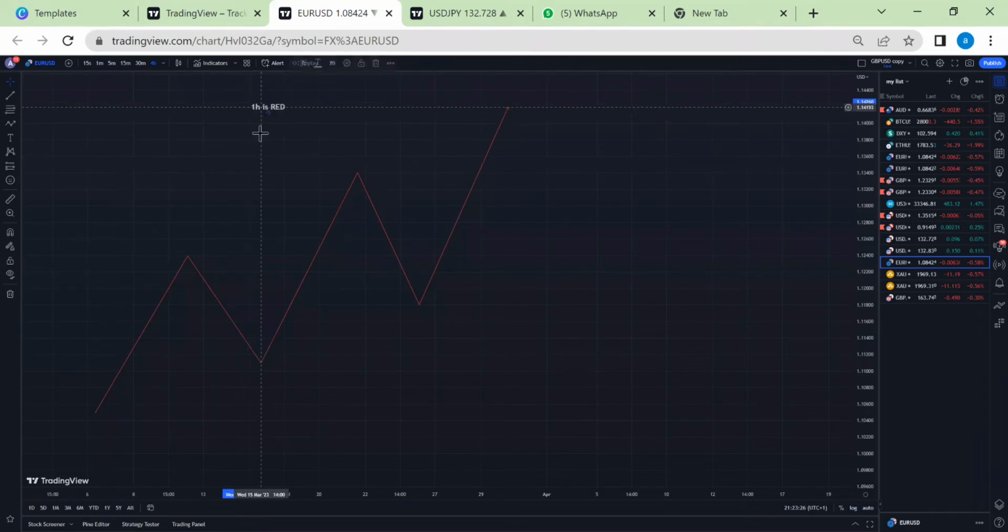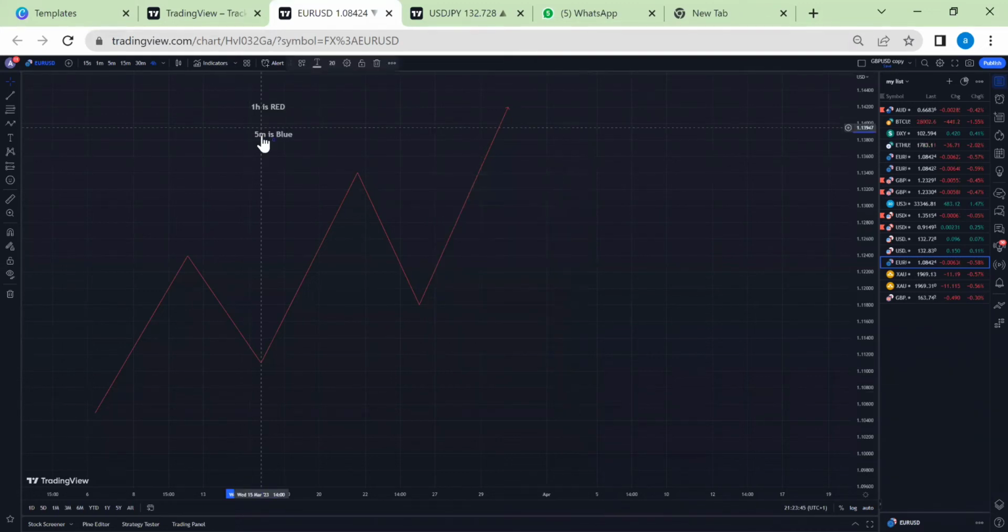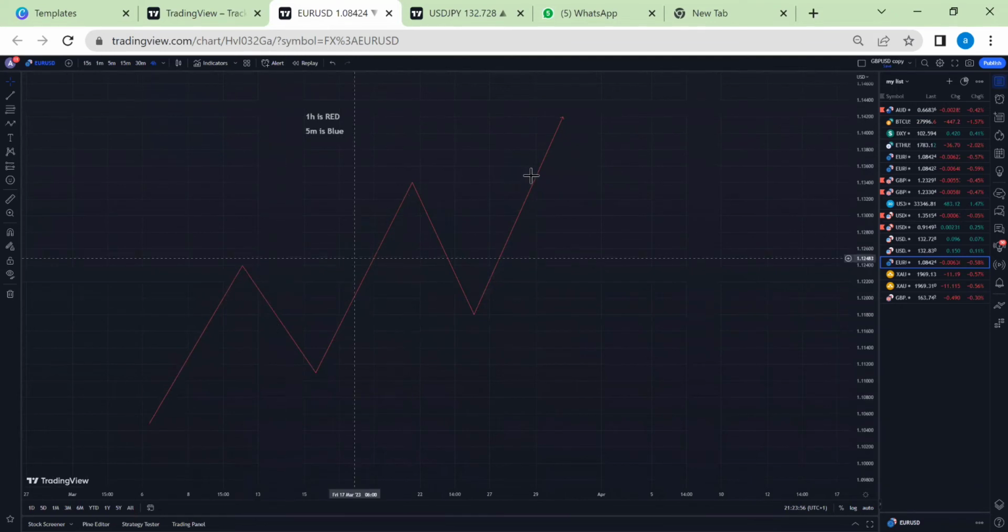Right. And on another time frame, looking at the same chart on 5 minutes time frame, let's say 5 minute time frame is blue. Okay. Now, if you have this kind of chart, this is red color, and we are seeing this red for 1 hour time frame.